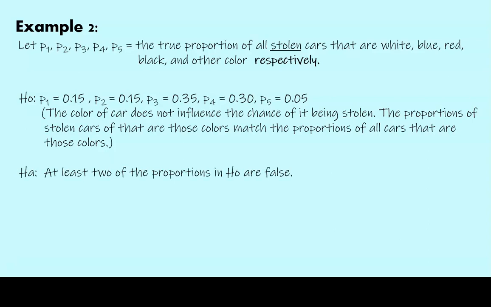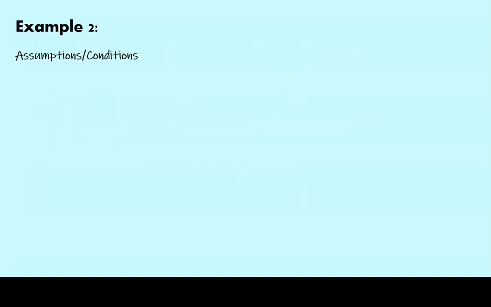And my alternate hypothesis is that at least 2 of the proportions in my null hypothesis are false. So for example, if that 35% is too low and really lots of red cars get stolen, then that's going to make one of my other categories have to go down. So the color of car does influence the chance of it being stolen. So our proportions match the proportions of all cars versus the proportions don't match the colors of all cars.